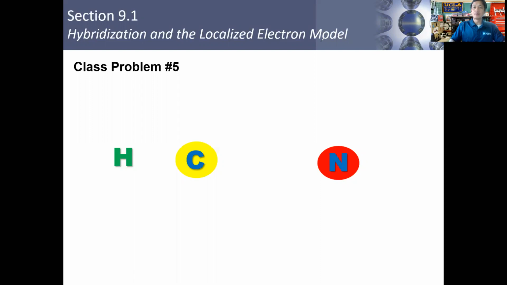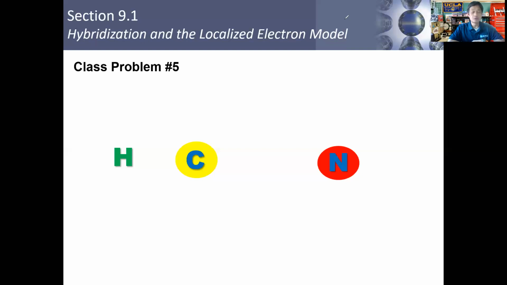Remember, when you are asked to identify the hybridization of these atoms, what you need to be able to do is identify the arrangement of the electrons around each of these atoms when they bond together in a molecule such as this one. So you have to identify the electron domains first. Make sure you do that.